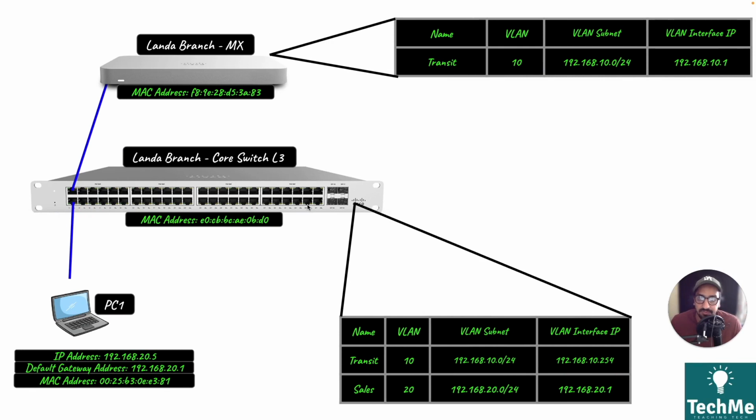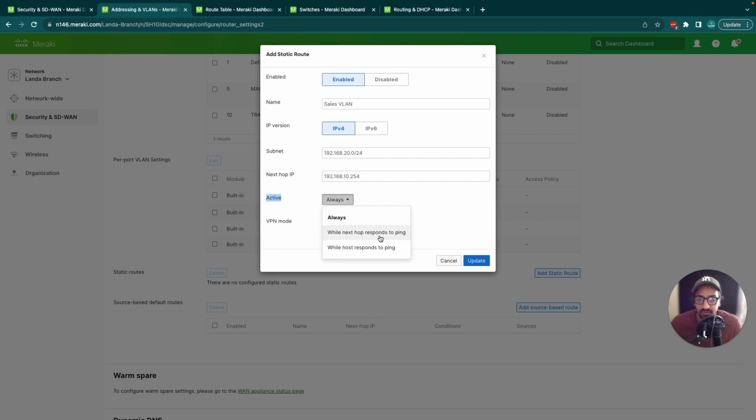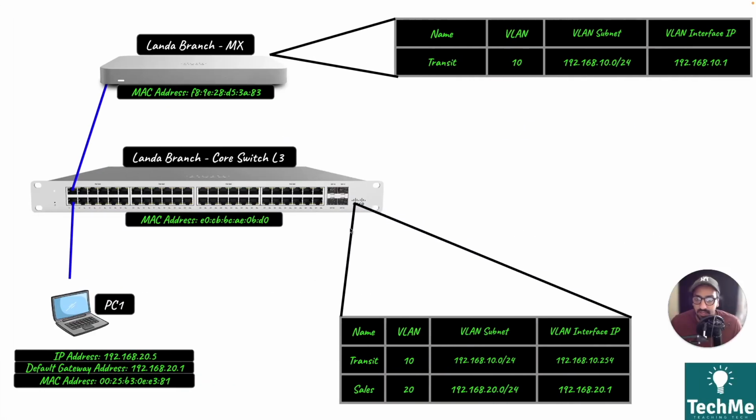The next hop IP won't be this interface. It will be the transit VLAN interface. So we're going to specify 192.168.10.254. Now, this is the mode where you can change when the route will be active in the routing table. At the moment it's set to always, but you have two other options. One is while the next hop responds to a ping, so that would be the SVI.